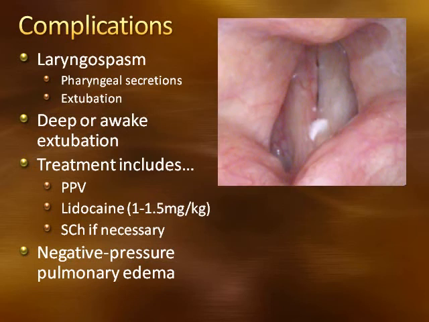The large negative intrathoracic pressures generated by a struggling patient during laryngospasm can result in the development of negative pressure pulmonary edema. Negative pressure pulmonary edema is a consequence of forceful inspiratory effort in the presence of a closed glottis or other cause of upper airway obstruction.